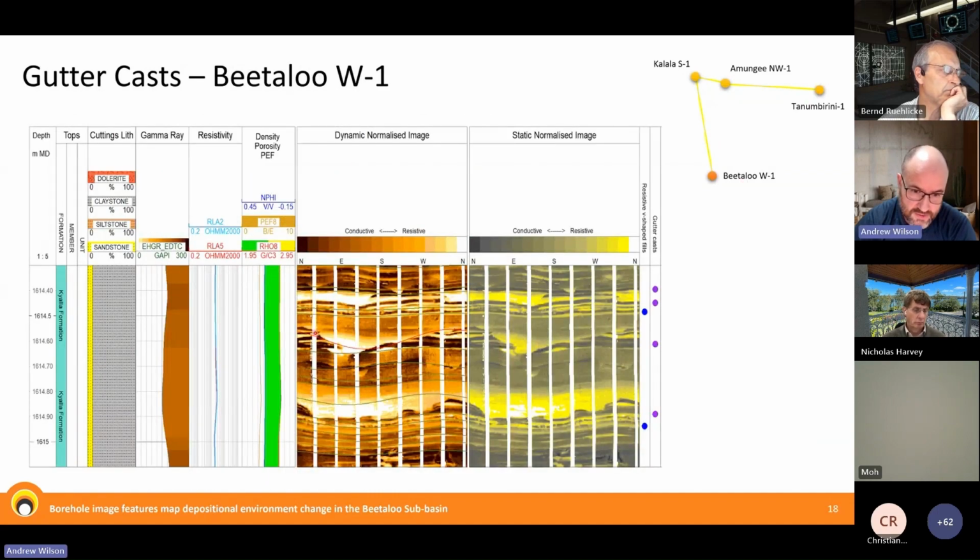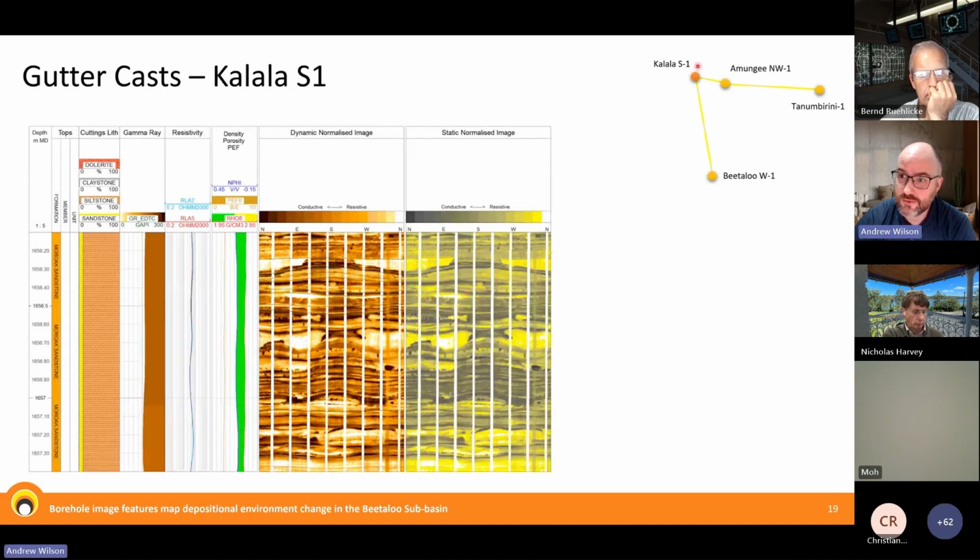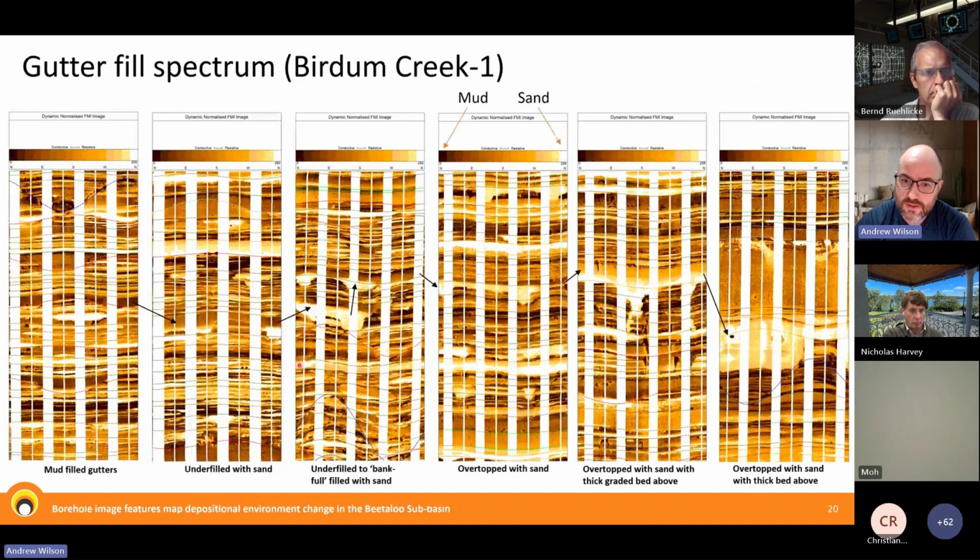Beetaloo West example, this is a really nicely scoured channel with an asymmetrical graded fill, going from sand into silt and then with a mud cap. And here's an example from the Northwest in Kyalla South. Again, same sort of deal. And again, we can map these thalwegs. And in fact, we can see the whole, so let's go back a minute.